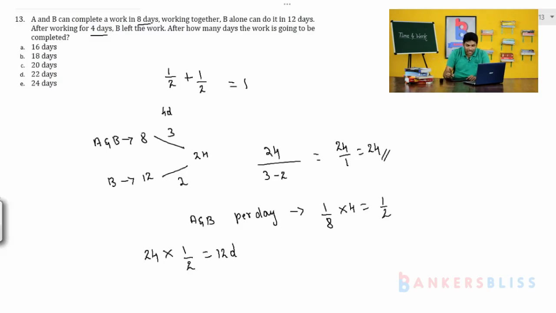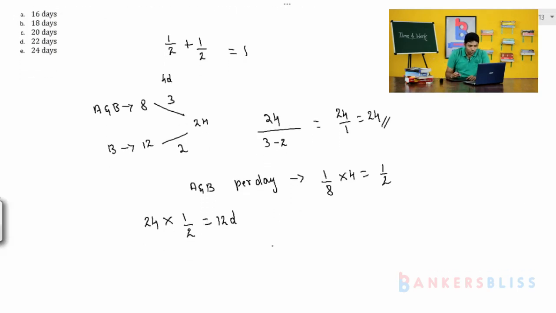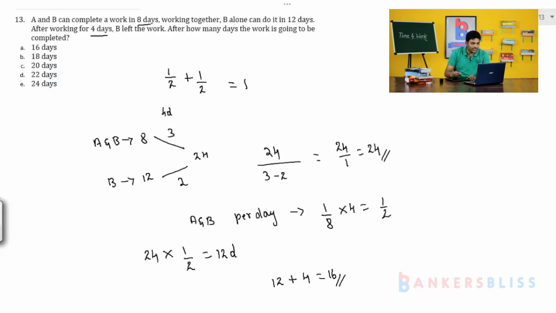So for the remaining part of the work, A took 12 days, and in the initial stages both A and B worked together for 4 days. So altogether they took 16 days to complete the task, that is option A.